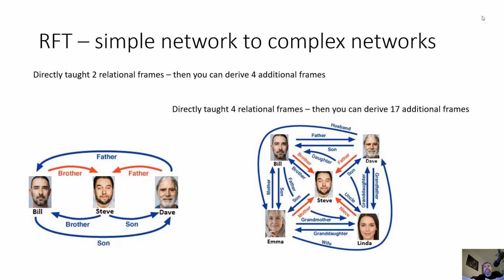Now, the more frames you're directly taught, you derive a much greater amount. So it almost seems exponential growth. So for instance, if you're taught four frames, Bill is Steve's brother, Dave is Steve's father, Linda is Steve's niece, Emma is Steve's mother, you derive all the things there on the right in blue, the 17 different relations. I won't go through them because there's a lot of them there.